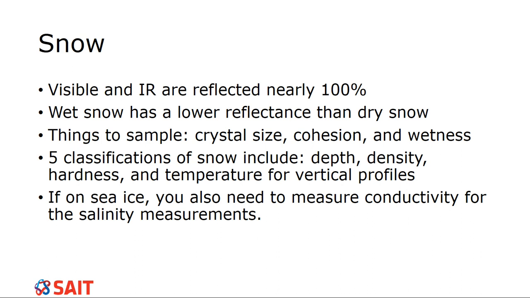So that also tells us temperature. So that gives us an idea of how warm the snow is. Other things to sample if we're out in the field is crystal size, how well the snow is packed together, so cohesion, and how wet it is. So those are the three things that you would sample for optical remote sensing.